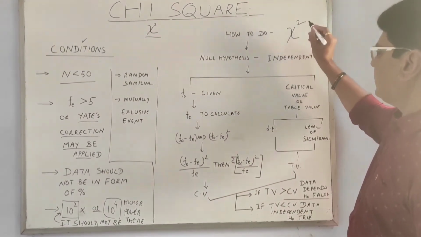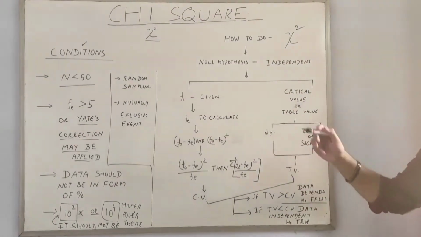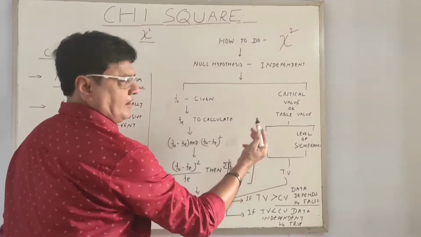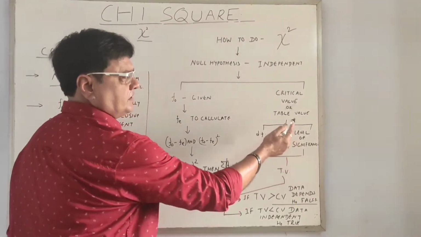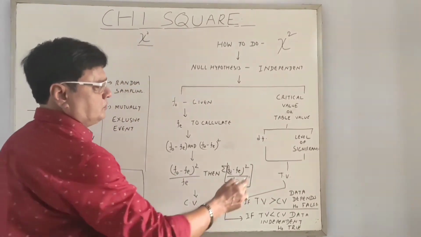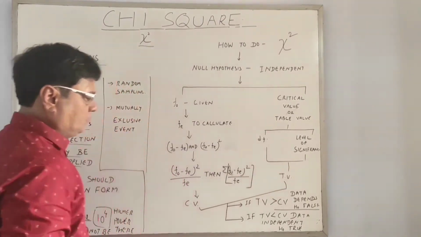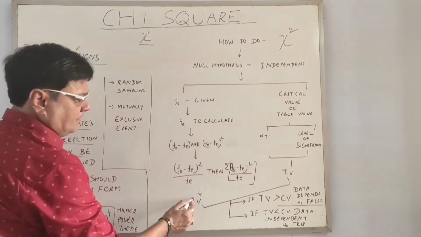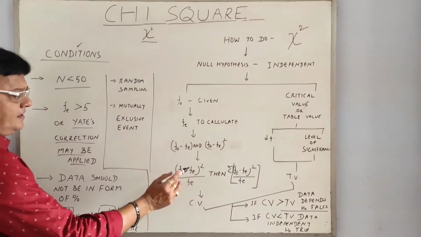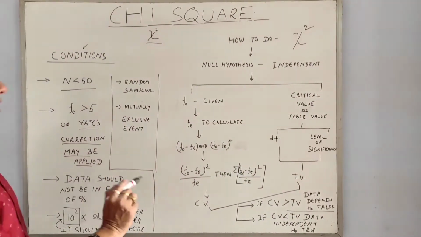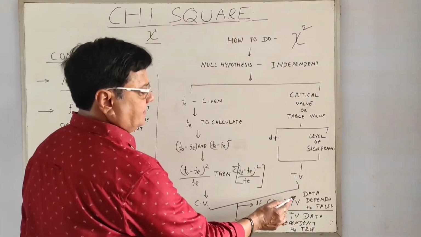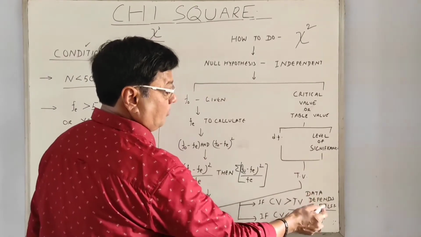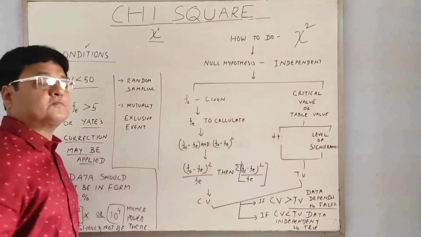Calculated value of chi-square. Now coming to the table value or critical value, we have to see the degree of freedom and level of significance, as we have seen in the t-test also, and then we will find the table value. Now the calculated value and table value are compared with each other. If the calculated value is greater than the table value, that means the data depends upon each other and our hypothesis is false.